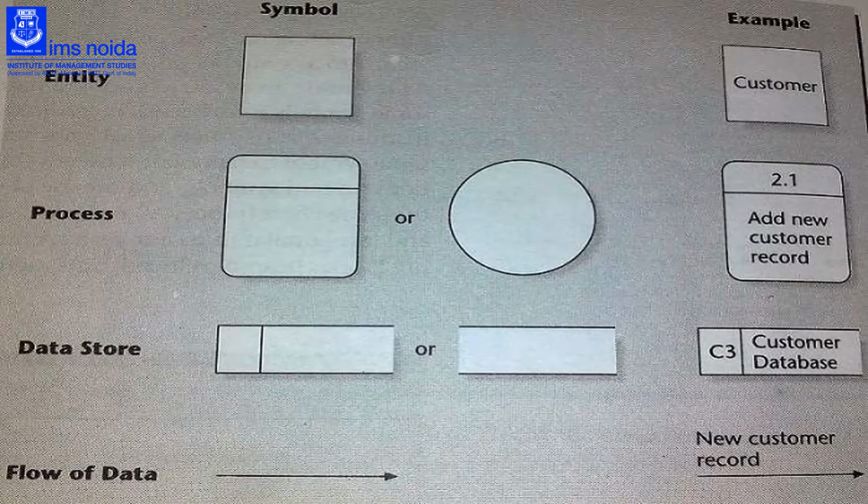or in this notation. Data store, two horizontal lines is the symbol of data stores. Next symbol is the UML notation, which we can write like customer database. We can write this flow of data, which is represented by the arrow, new customer report. So, these are the four types of notations which we will use in data flow diagram. You can see all four types of notations.